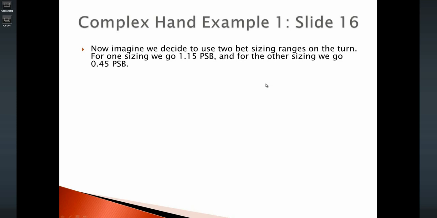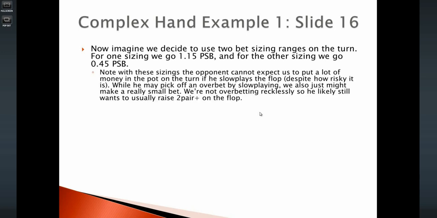Slide 16. Now imagine we decide to use two bet sizing ranges on the turn. For one sizing, we go 1.15 pot size bets, and for the other, we go 0.4 pot size bets. So we have the small bet sizing and the large bet sizing. Note with these sizings, the opponent cannot expect us to put a lot of money in the pot on the turn if he slow plays the flop, despite how risky it is. While he may pick off an overbet by slow playing, we also might just make a really small bet.